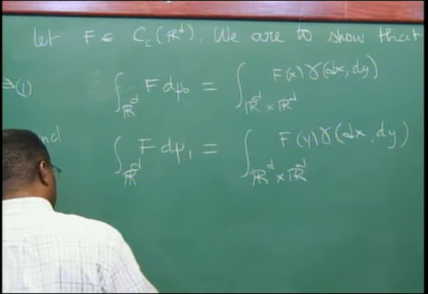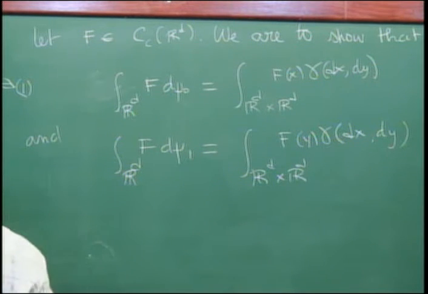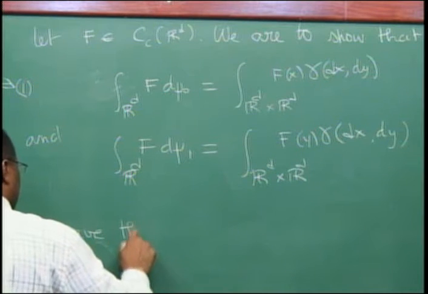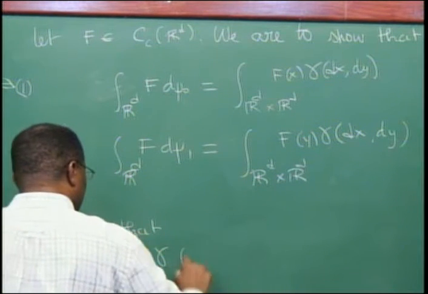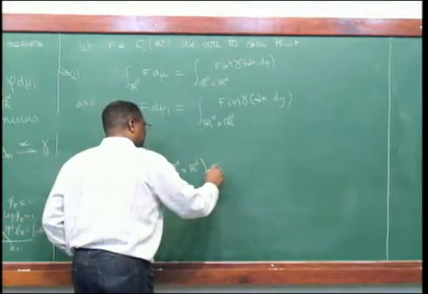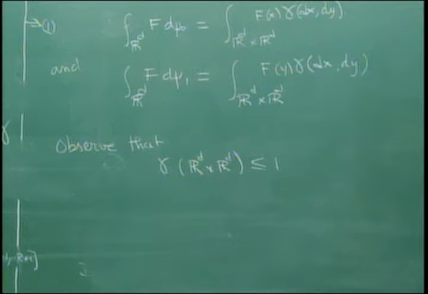So observe that gamma of Rd cross Rd is less than or equal to 1. Because the total variation is a lower semi-continuous function.